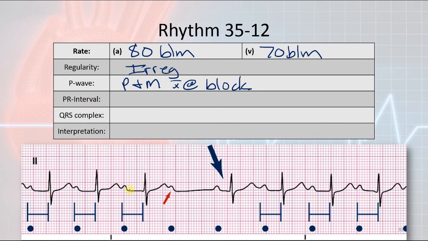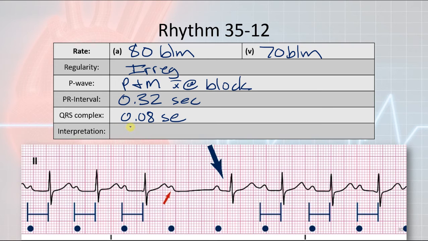The PR interval is pretty wide here, so let's calculate it just for fun. There's 5 boxes. There's 6, 7, 8. So we'll say it's 8 boxes, so that's a 0.32 second. QRSs, they look good. They look narrow, steep angles, sharp points, all that stuff. So we're going to say that it is a 0.08 second. Notice that you have a really wide PR interval here. The problem we run into is, how do you document this?